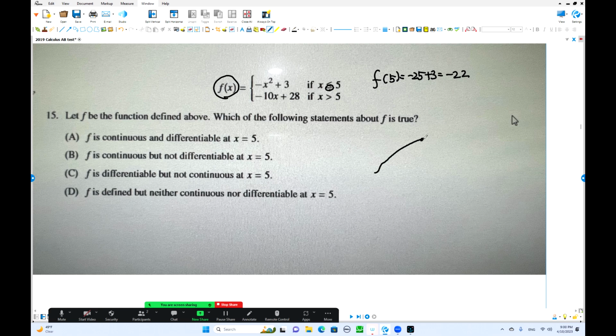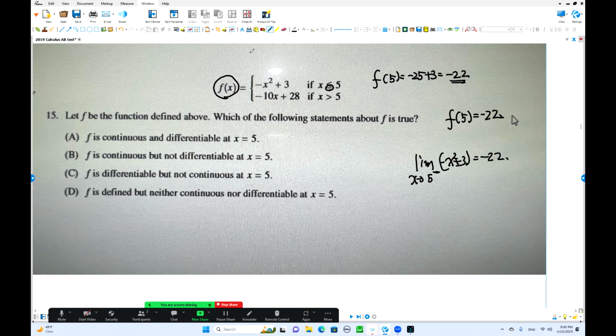From the left side, the approach is what? Negative 22 over there, right? Anyway, this is also a limit value. Actual value and limit value to the left-hand side. One side, the limit value. That means the limit as x approaches 5 from the left-hand side of negative x squared plus 3 is still negative 22, isn't it? And the actual value here is negative 22. Are you okay with this?